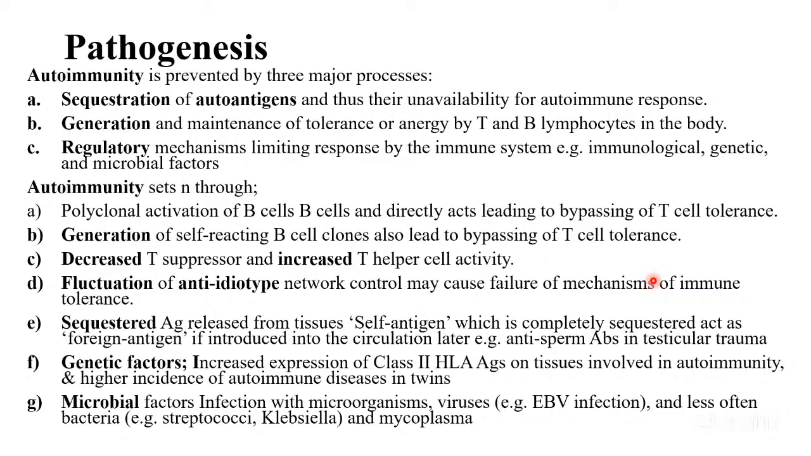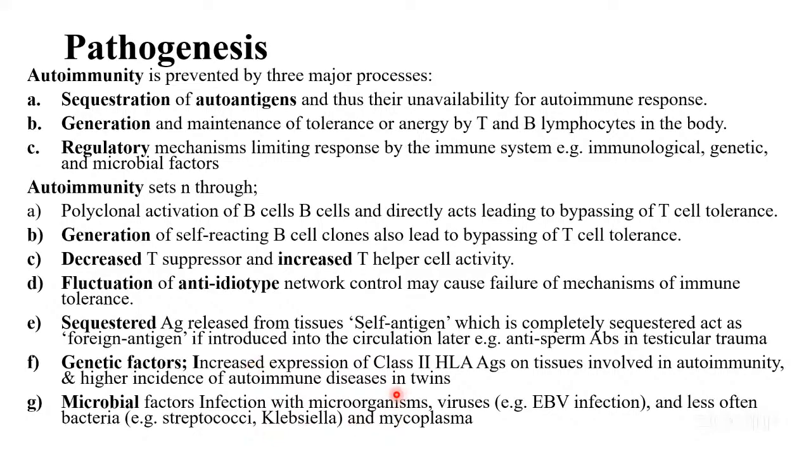So if there is release of these self-antigens, for example from testicular trauma, it will cause the formation of anti-sperm antibodies that will now be able to work against the sperm inside the testicular tissue. Because now these antigens have been released, they're no longer self, but now the system will acknowledge them as being foreign.